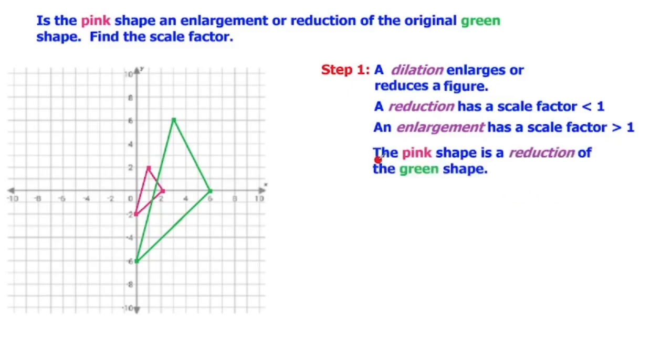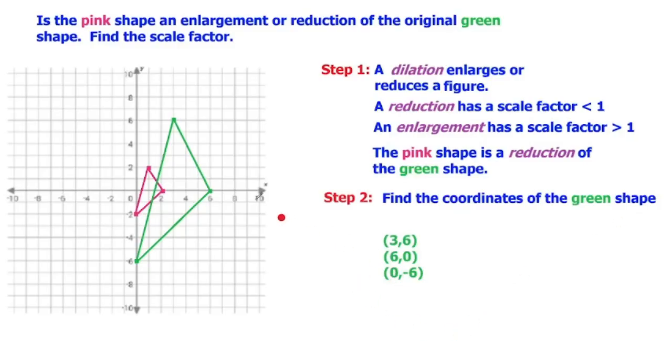So we could clearly see that the pink shape is a reduction of the green shape. It's been reduced, right? This shape has been completely shrunk to this shape. So now we just need to find the coordinates of the green shape.